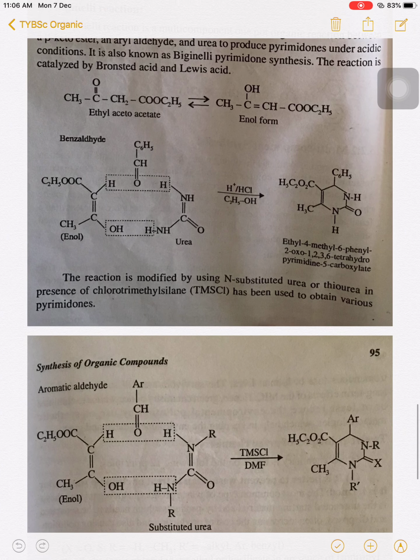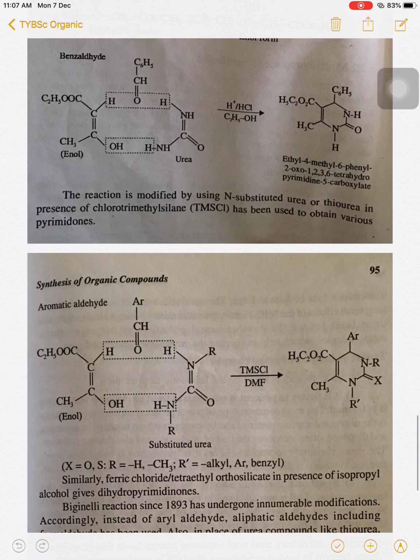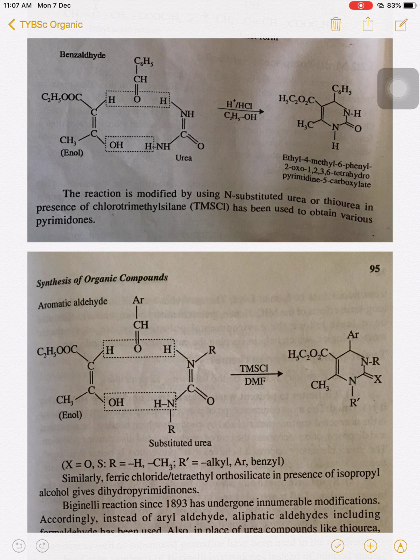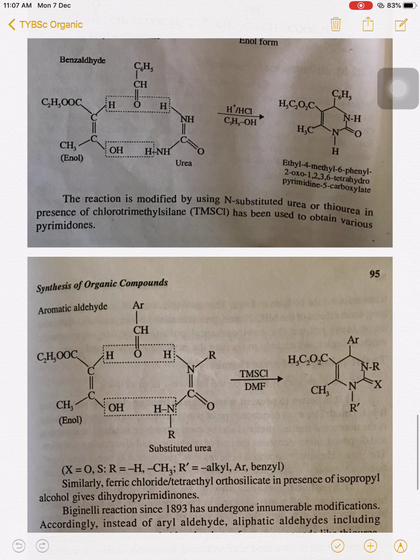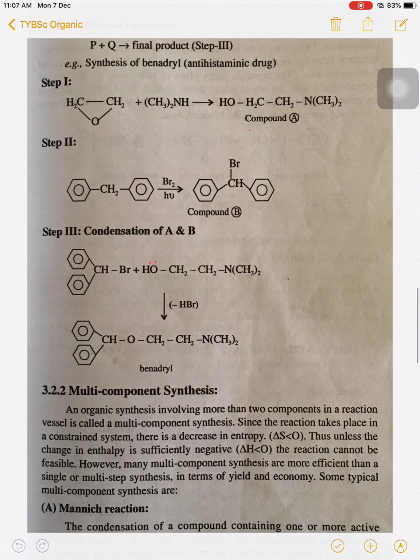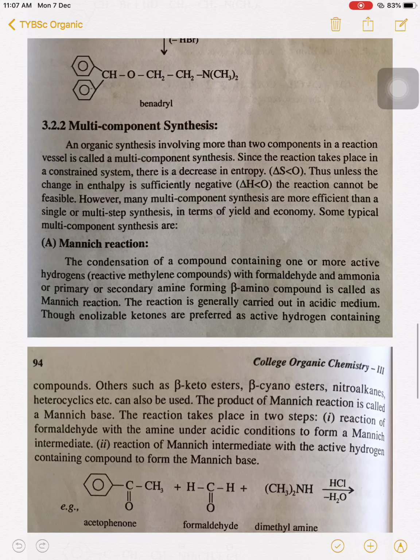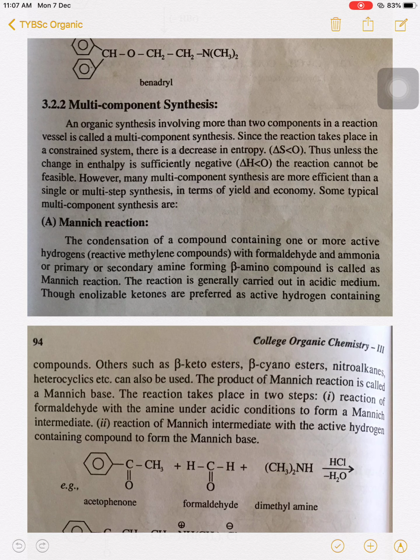The reaction is modified by using N-substituted urea. We may use N-substituted urea or thiourea instead of urea to obtain derivatives of pyrimidones. See this organic compound here, instead of urea we are using substituted urea as a reactant for this Biginelli reaction. So this is the small point on the types of organic synthesis. Linear synthesis, convergent synthesis, and multi-component organic synthesis are used for the formation of different organic compounds. Thank you.